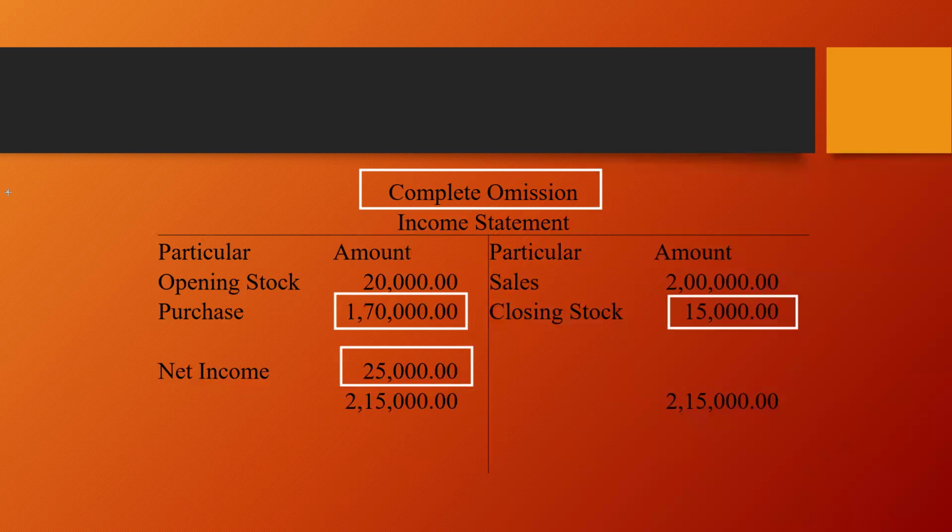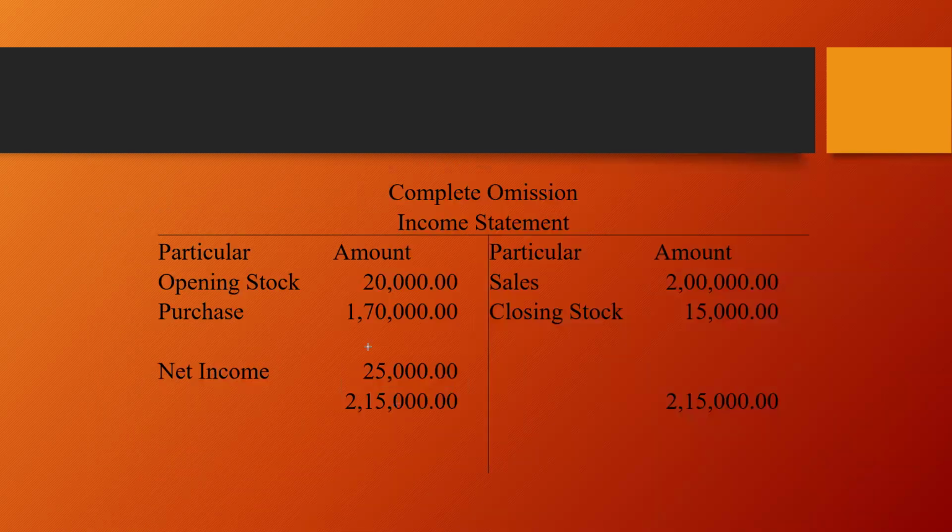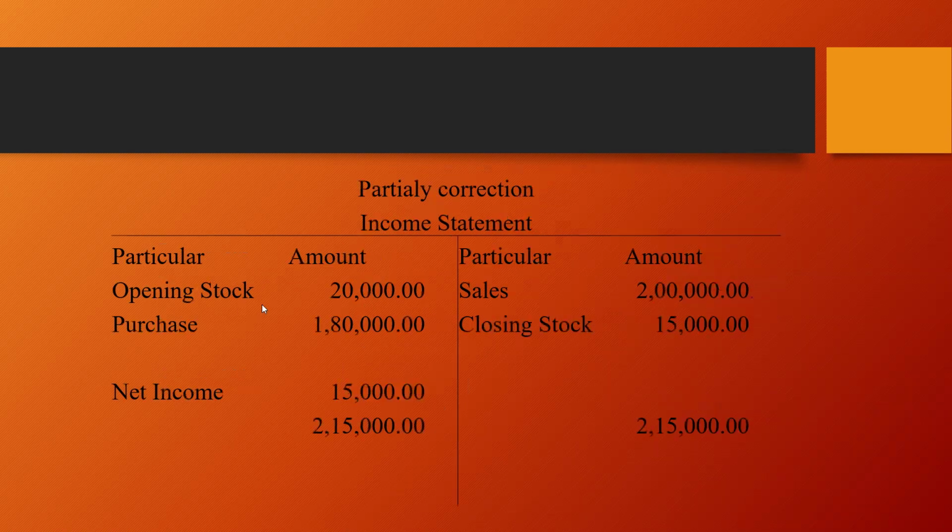Okay, so in both cases, the net income is $25,000. Actual and the complete. Why? It's a complete omission. Practically, the debit and credit get cancelled. Sometimes there is no impact on the income statement, but there will be impact on the balance sheet. There will be understatement of the assets, especially the current assets, specifically the closing stock. I mean the inventory.